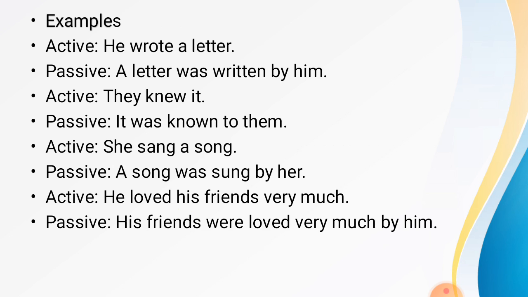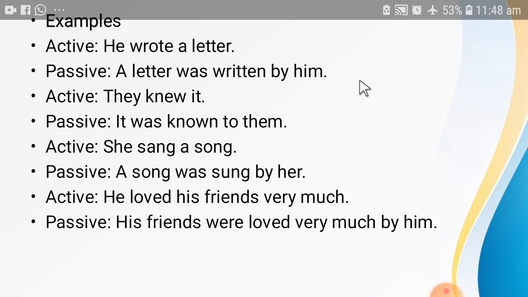So let's look at some examples. He wrote a letter. This sentence is in past tense and active form. We have subject, verb second form, and object. Passive form: a letter was written by him. Active: they knew it. It was known to them. She sang a song. A song was sung by her. He loved his friend very much. His friend was loved very much by him.